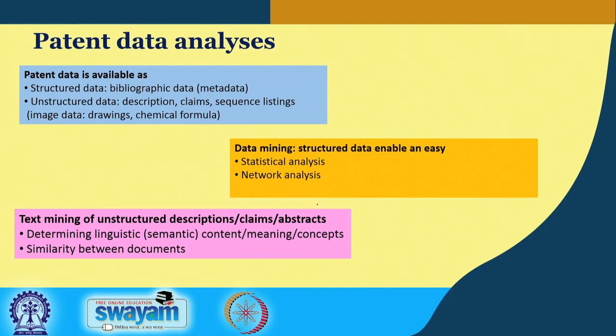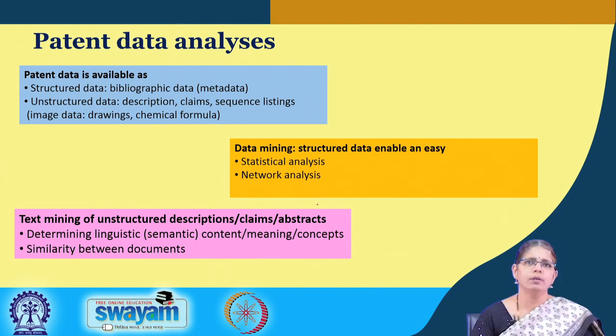So, patent data analysis points can come from various aspects of the patent landscape. There could be structured data and there could be unstructured data. Structured data is something in relation to what we have as bibliographic data, which is the metadata in relation to patents that is available. The organization of that data is much simpler. So, classifying that is much easier.